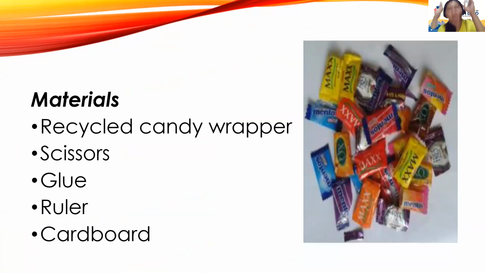Make sure your candy wrappers are clean, so you should wash them first before cutting. Then we have scissors. Be extra careful in using the scissors. Then we have glue, a ruler, then cardboard. If you don't have cardboard, you can use bond paper or illustration board, a small size. I think that's 1/8 or 1/4. I'm not sure, I'm really weak in math. Just a small-sized cardboard or bond paper.